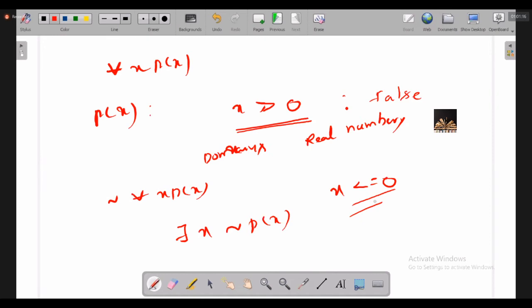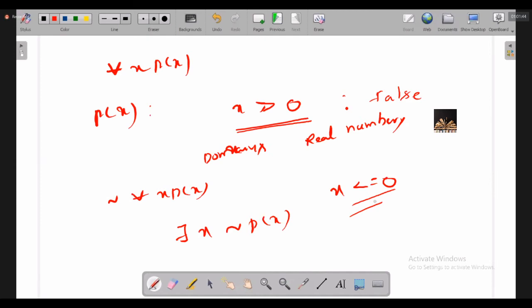Now, there exists x, negation of p of x: is it true or false? Respond in the chat box. The domain is real numbers. True. For all x, p of x is false.